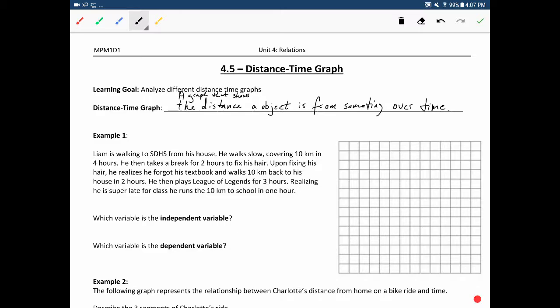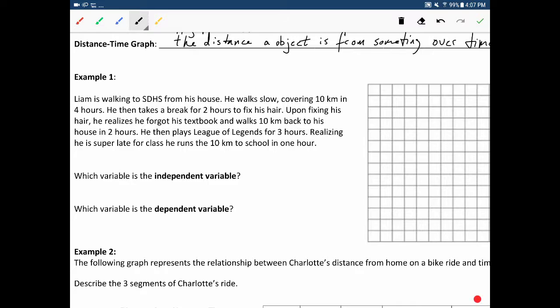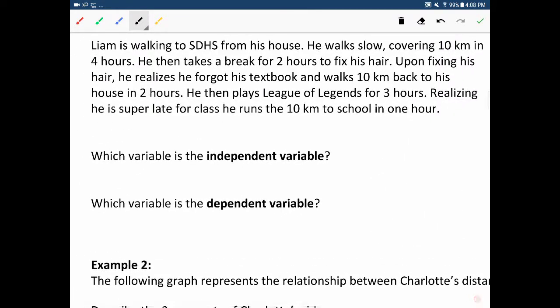Okay, so let's take a look at example 1 here. Liam is walking to SDHS from his house. He walks slowly. I'm actually going to pause and set up our graph. It doesn't actually say this, but before I get into the details of how he does this, we're going to identify the independent variable. That's going to be our time, like I just said. We're dealing in hours here. And our dependent variable is going to be distance.